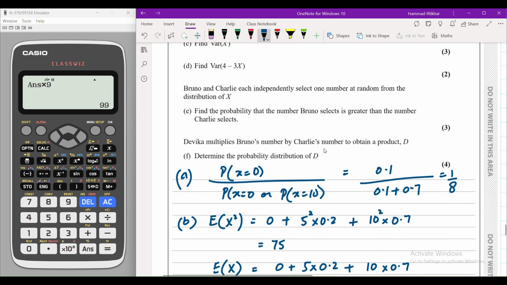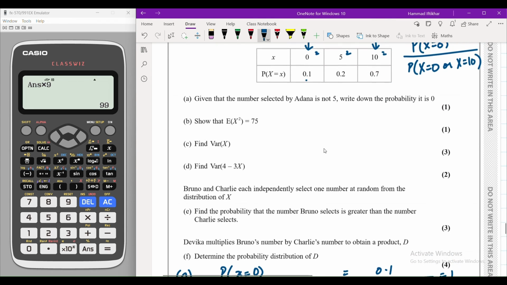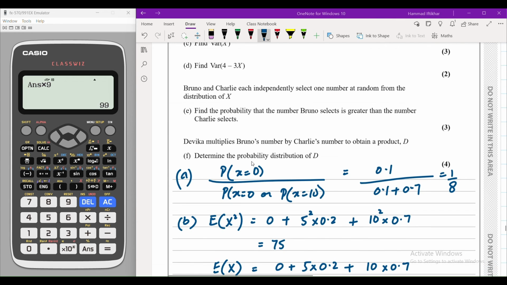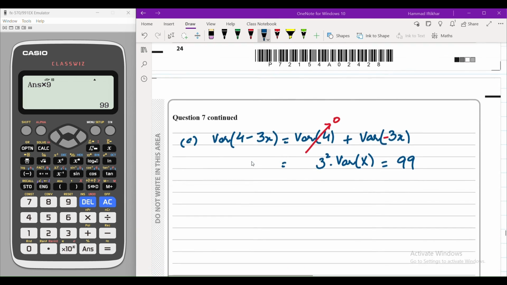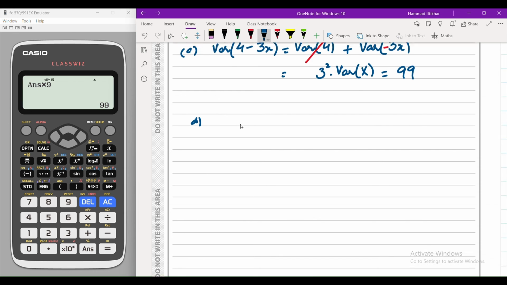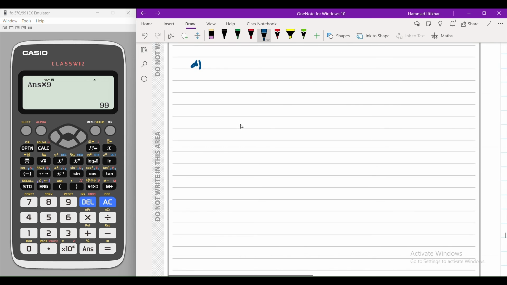Then we have Bruno and Charlie each independently select one number at random from the distribution of x. Find the probability that the number Bruno selects is greater than the number Charlie selects. So we can see this with a tree diagram, obviously.